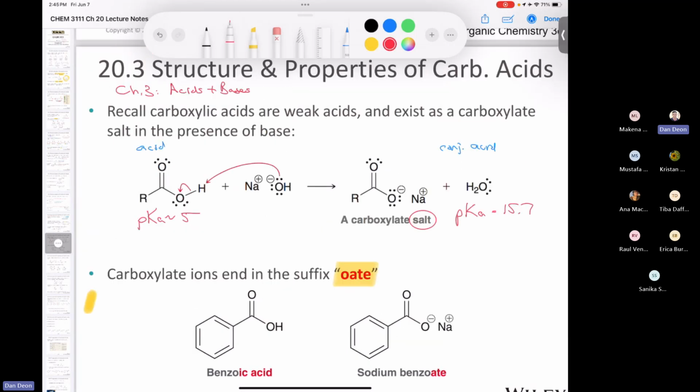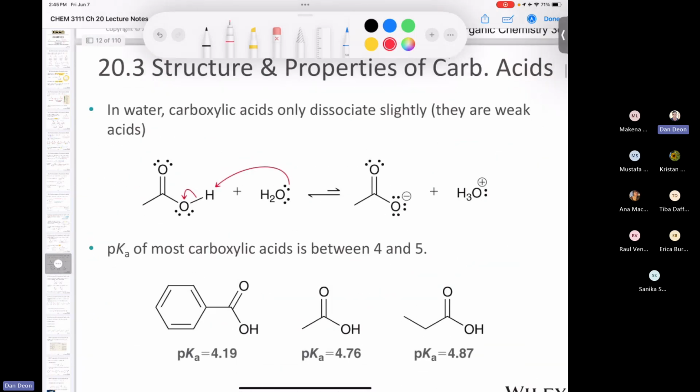So oic acid becomes ate. And then you also list the cation. So cation first. If it's a sodium, it would be sodium benzoate. If it was a potassium, it would be potassium benzoate. Let's say it was an acetic acid salt, it would be sodium acetate, right? Or sodium ethanoate. That's the way you would do it there.